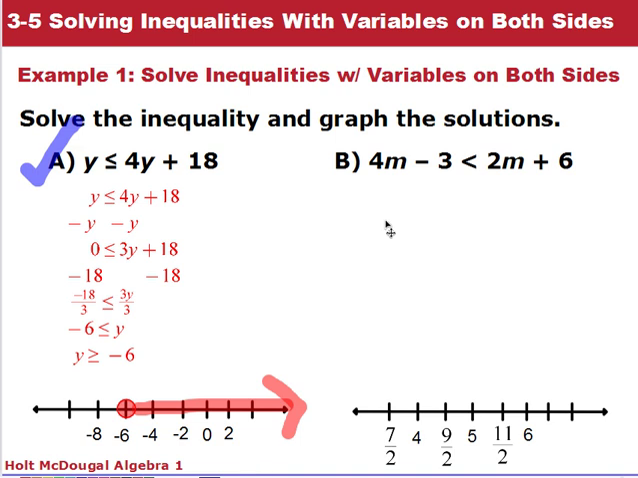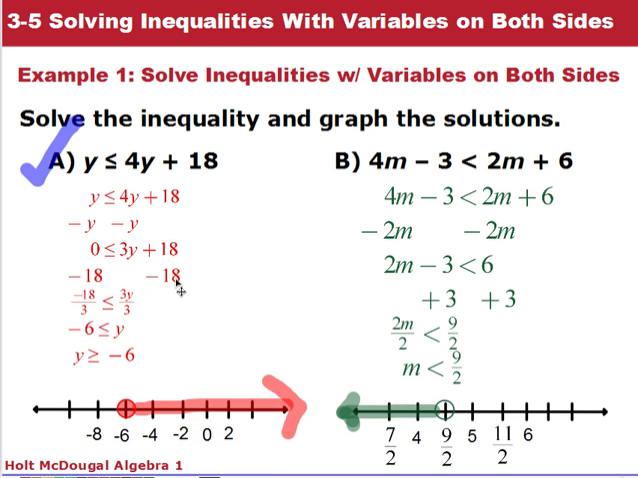Now let's look at our second example. 4m minus 3 is less than 2m plus 6. So again, keeping our variable positive, the left-hand side had more m's, so we subtract the 2m on the right-hand side from both sides, leaving us with 2m minus 3 on the left is less than 6.